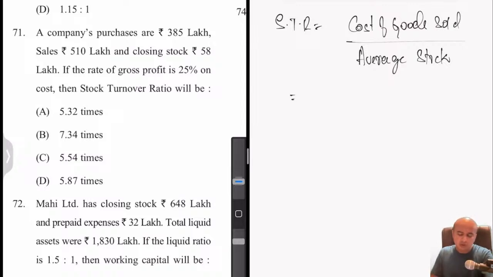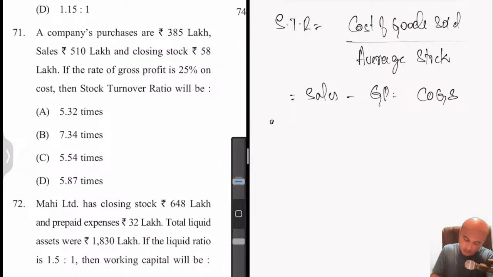Anyway, now cost of goods sold is not given, nor have they given the average stock. So how do we go about this? There is one way, because sales is given, closing stock is given, GP percentage is given. We can in an indirect way identify cost of goods sold. Sales minus GP will be cost of goods sold.